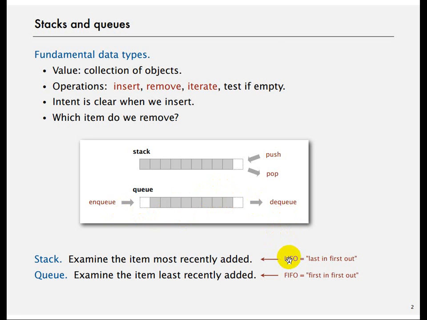So LIFO, a stack, is last in and first out, and a queue is first in, first out. Correct. So this guy got in first, and it came out first. That's what it means. So remember these acronyms: LIFO and FIFO. FIFO is for queue and LIFO is for stack.